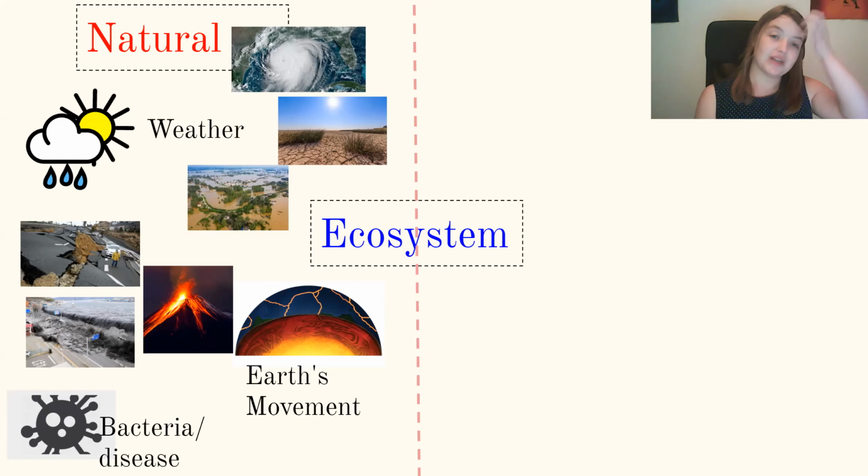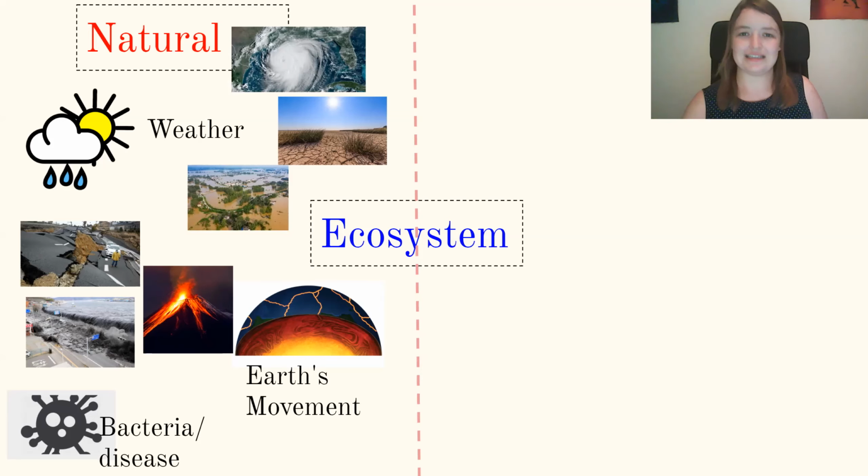When disease spreads, it can kill off plants as well as animals, and that can cause changes to habitats and can also impact the microorganisms that are living in an area too. So bacteria or disease, although it's something that occurs naturally all around us, can also be a source of change in the ecosystem. So pause this now if you haven't got all of your notes about our natural changes.